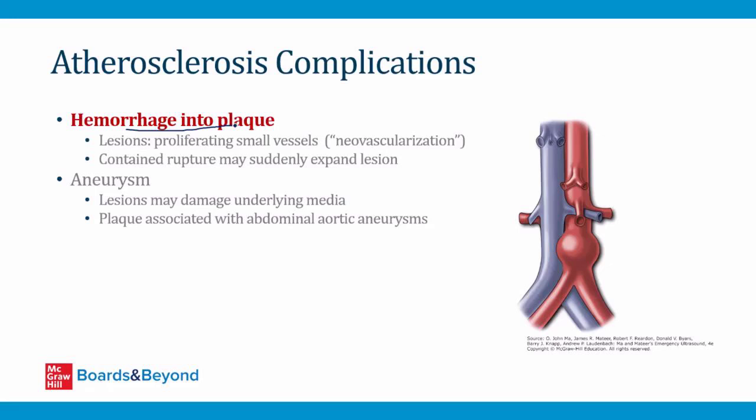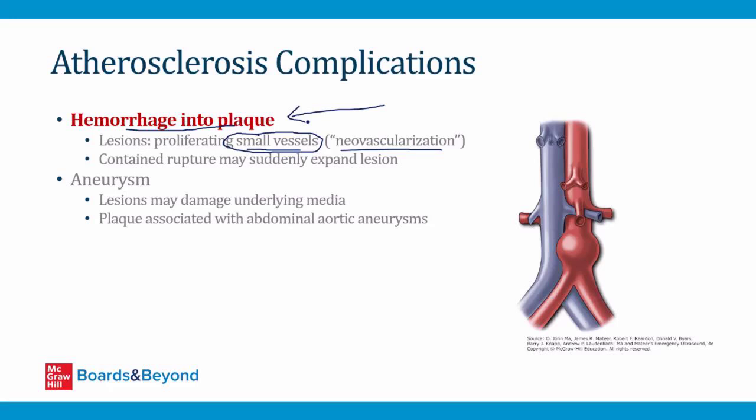You can also get hemorrhage into the plaque another way. In the periphery of these lesions, there are small blood vessels. That's because a process occurs called neovascularization. And so if one of these small vessels ruptures, that can also lead to hemorrhage into the plaque. And the clinical consequence of this is that a plaque that might only be obstructing 10 or 20% of the vessel lumen can suddenly expand and obstruct 80 or 90%.